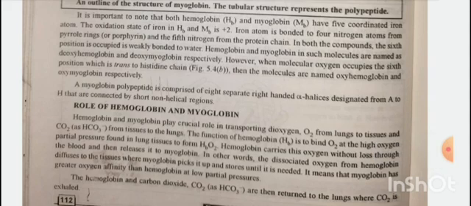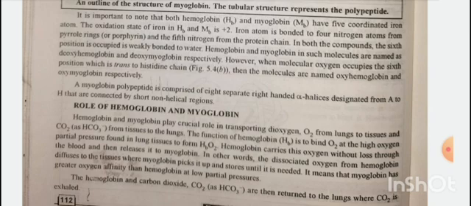Iron atom is bonded to 4 nitrogen atoms from the pyrrole rings of porphyrin and the fifth nitrogen from the protein chain. In both compounds, the sixth position is weakly bonded to water. Hemoglobin and myoglobin in such a form are named deoxyhemoglobin and deoxymyoglobin respectively.